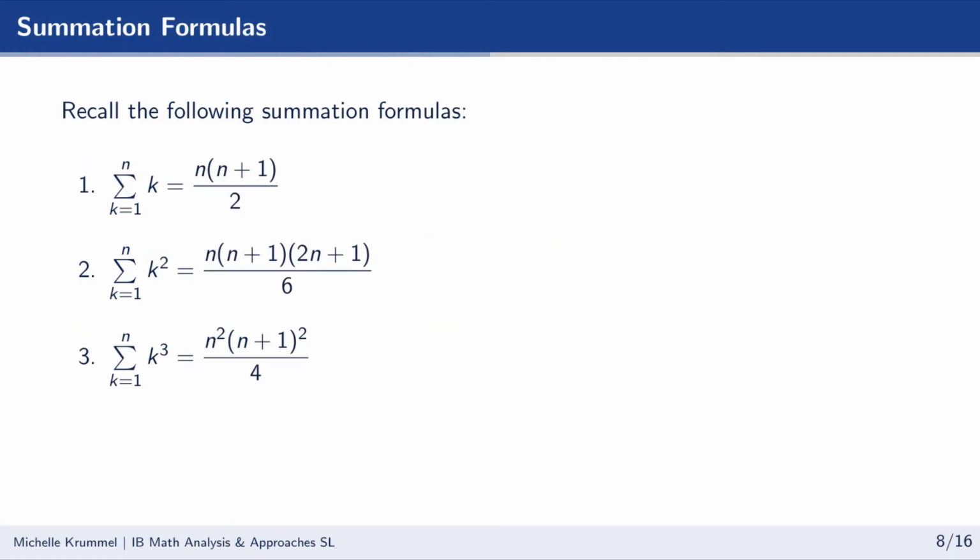Now we also have these summation formulas. We can prove these formulas using mathematical induction, but for now we're just going to use them as is. So if you are summing k from k equals 1 to n, that sum is going to equal n times n plus 1 over 2. If you're summing k squared from k equals 1 to n, it's going to equal n times n plus 1 times 2n plus 1 over 6. And the sum of the first n cubes is n squared times n plus 1 squared over 4.